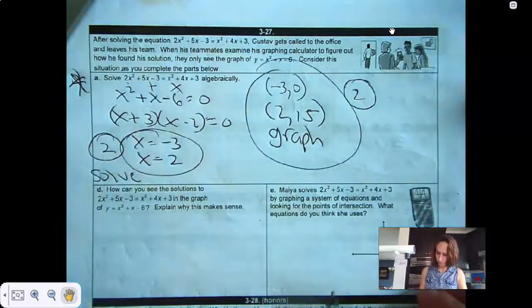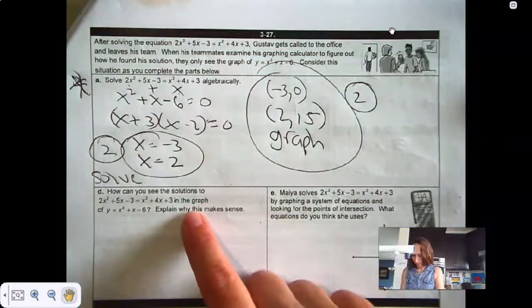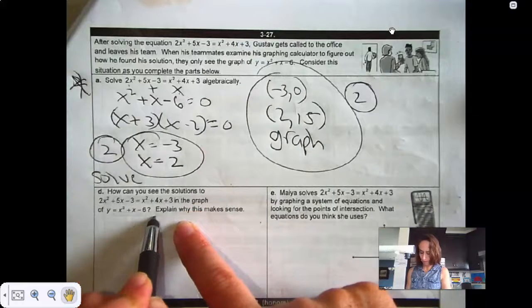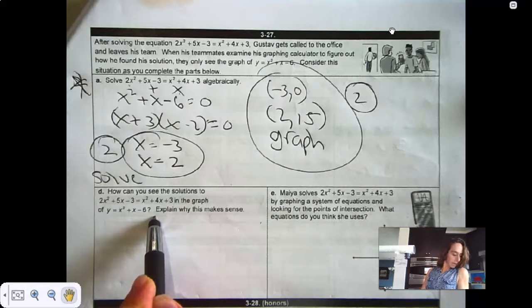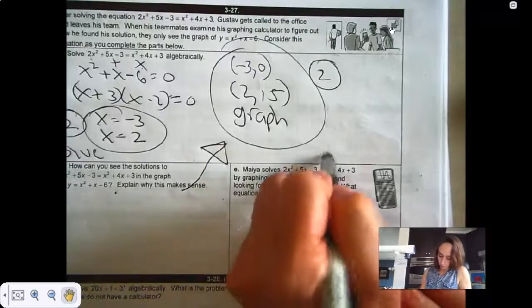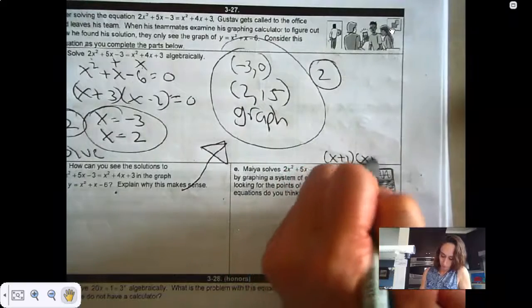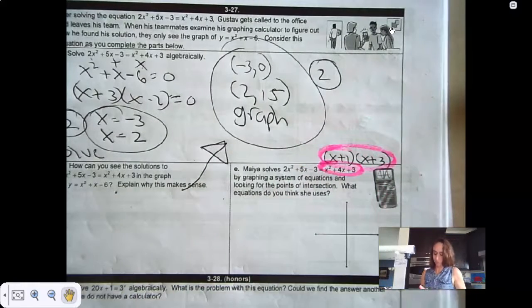It looks like they're asking you to draw it. So if I was going to draw this and be a little bit more accurate... How can you see the solutions in the graph? Explain how it makes sense. I think we kind of went over that up here because we graphed it. If I'm going to show this, I could be more accurate. I'm going to factor this. So I took this and I factored it just for time.